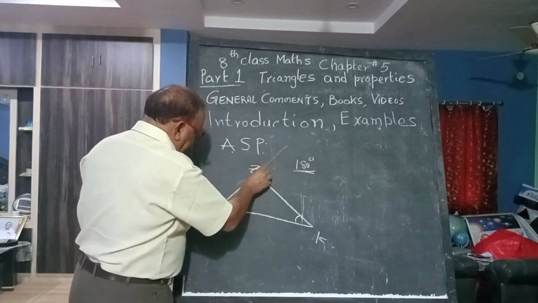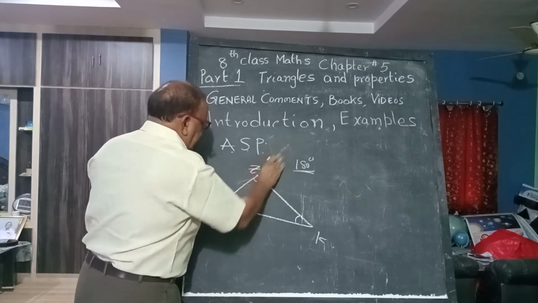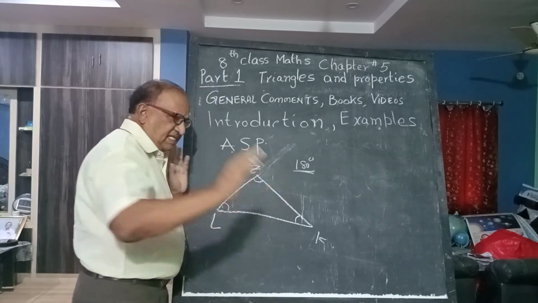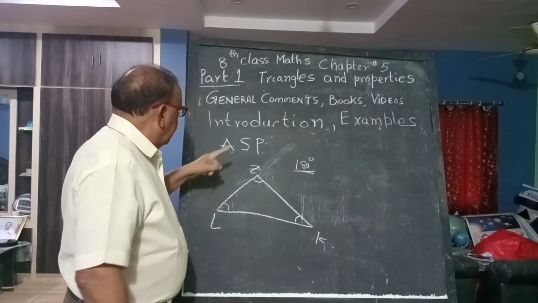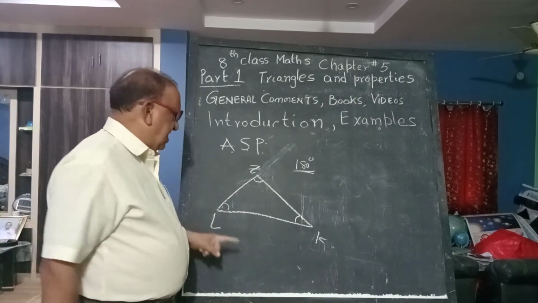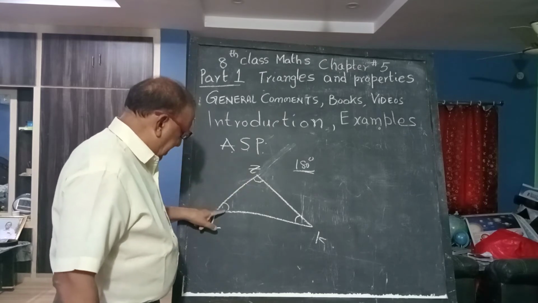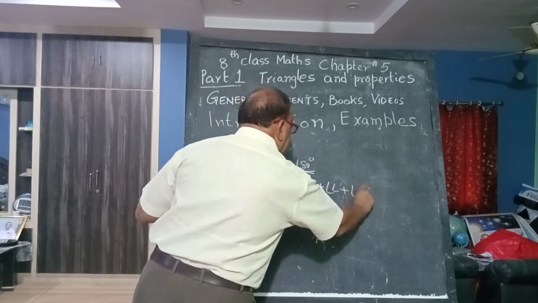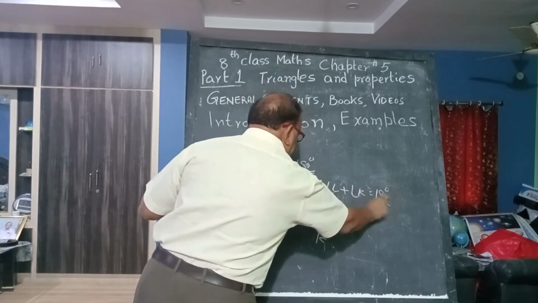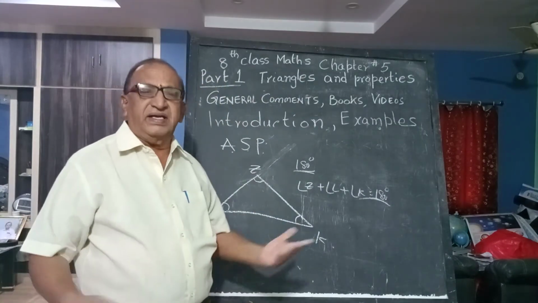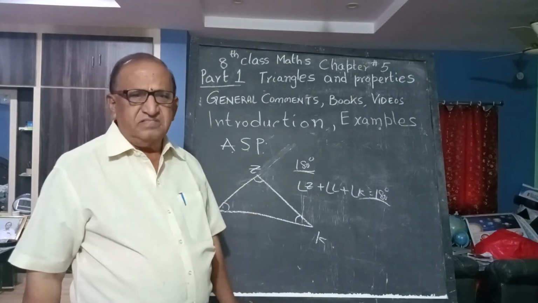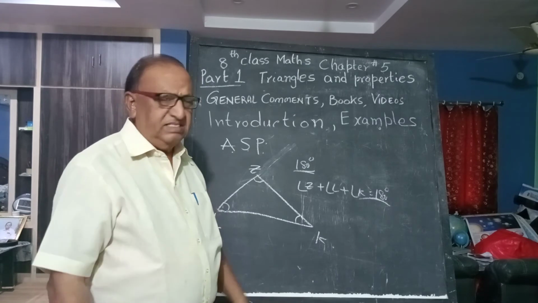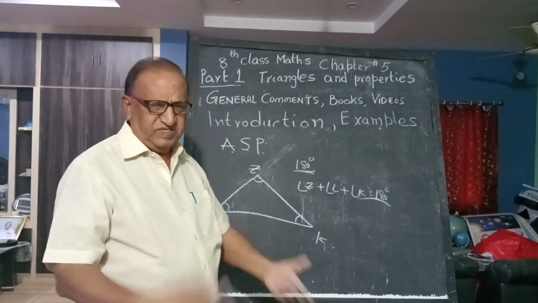Suppose I extend a line like this, then this angle is the external angle. I am talking about only the interior angles. So the sum of all the interior angles, angle Z plus angle L plus angle K, is equal to 180 degrees. This is true no matter whether it is a scalene triangle, isosceles triangle, equilateral triangle, acute angle triangle, right angle triangle, or obtuse angle triangle.